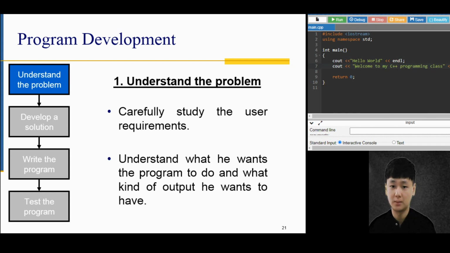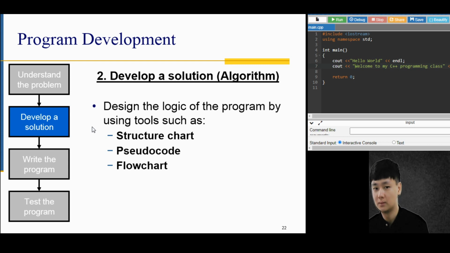A lot of students are making the same mistake. Once they understand the problem, they skip step 2 and go straight to writing a program. And finally, they find out their program consists of a lot of logic errors. Okay, so please do not skip this step 2. What is step 2? Develop a solution or plan your work.